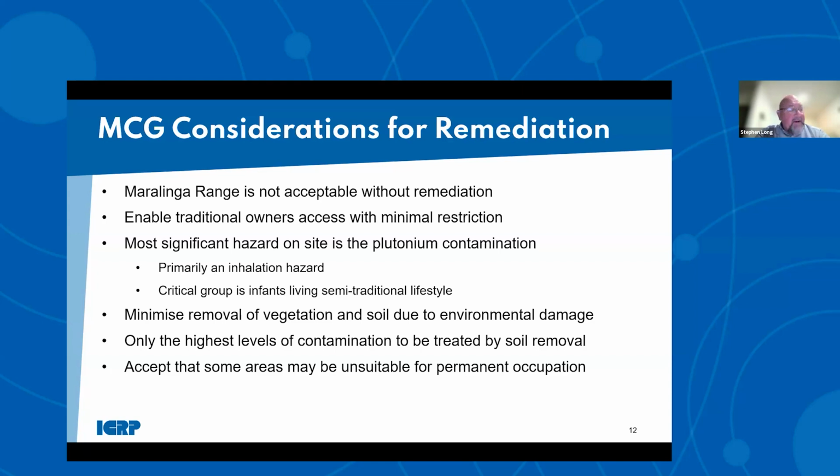The traditional owners have a very significant cultural relationship with the land, which is not compatible with large-scale land clearing. So the traditional owners wanted to minimise the removal of vegetation and soil to prevent extensive environmental damage. So they insisted that only the highest level of contamination be treated by soil removal, and for that they were willing to accept that some areas may not be suitable for permanent occupation.